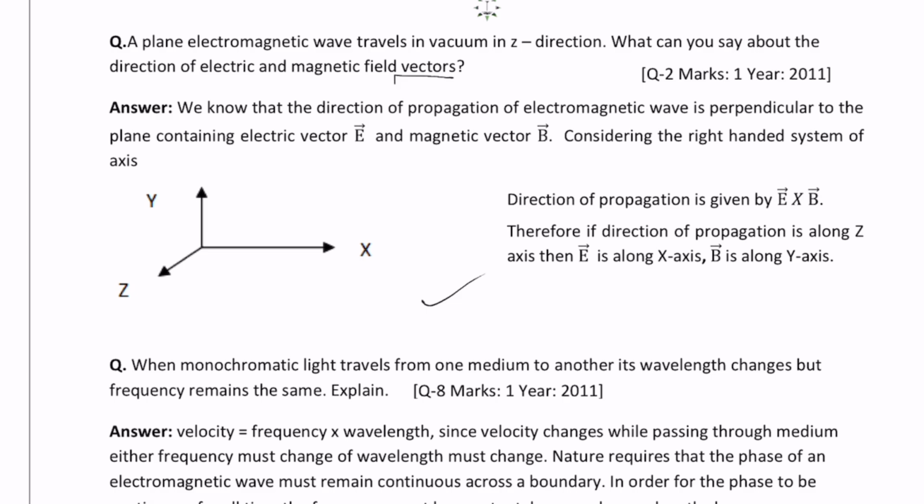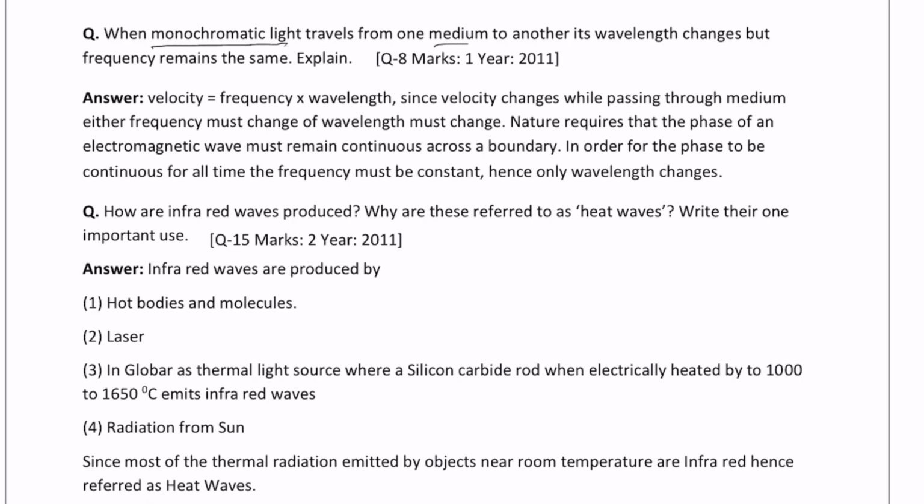When monochromatic light, monochromatic means single wavelength, polychromatic means multiple wavelengths, travels from one medium to another medium, its wavelength changes but the frequency remains the same, okay? See, when refraction happens, what is not changing is the frequency. Frequency is more fundamental. Now velocity is frequency into wavelength. Since the velocity changes while passing through the medium, either frequency must change or the wavelength must change.